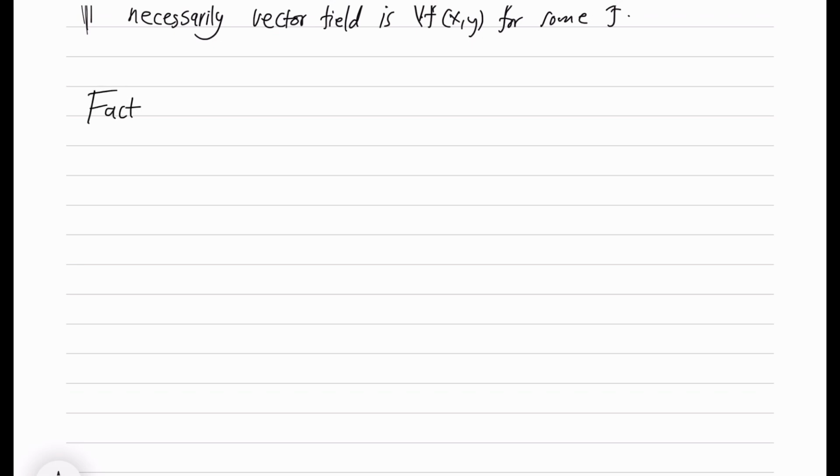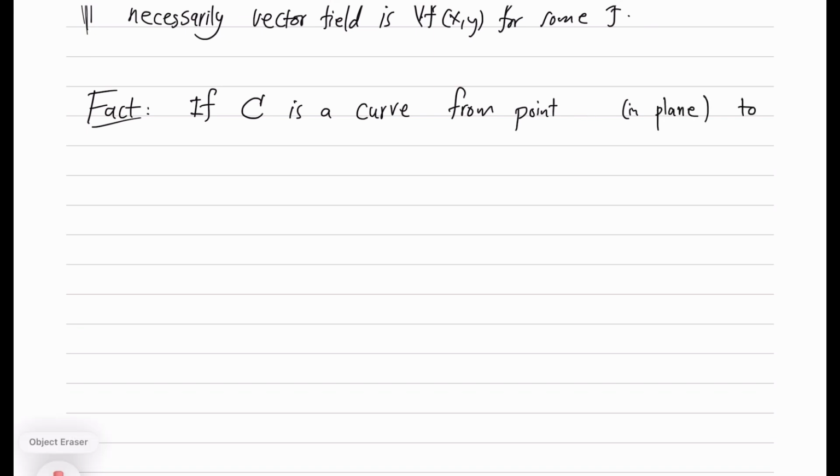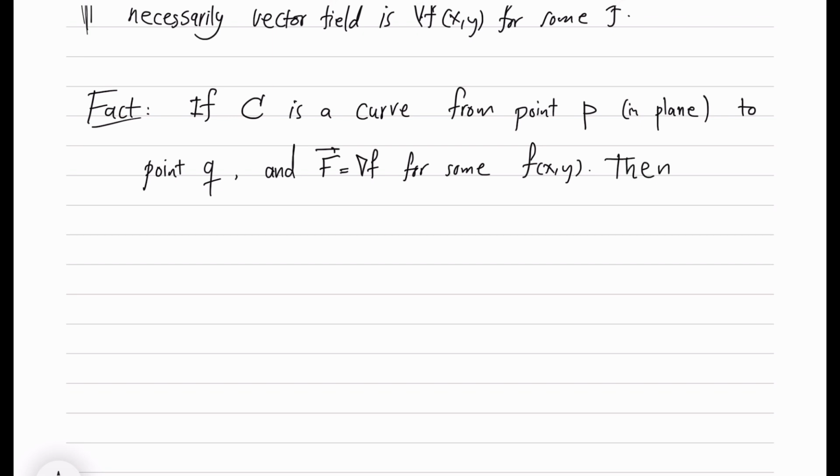Another important fact about gradient fields. So if C is a curve from point P to point Q, and F is the gradient of f for some scalar valued f(x), then this is a consequence of the fundamental theorem of calculus. It is also called the fundamental theorem of line integrals, although I don't think it deserves that name. It's simply the fundamental theorem of calculus. Instead of doing it on a line segment, we're doing it on a bent segment.